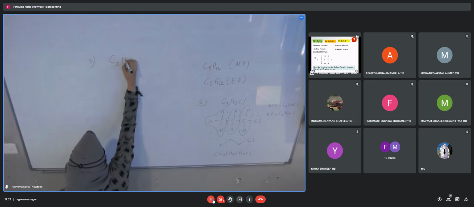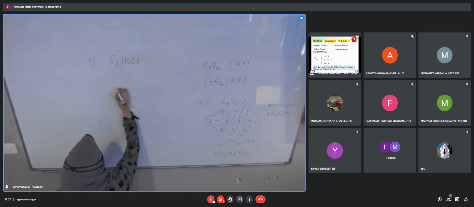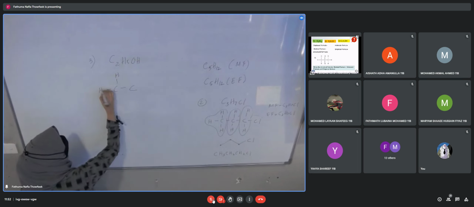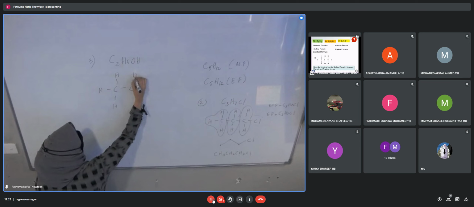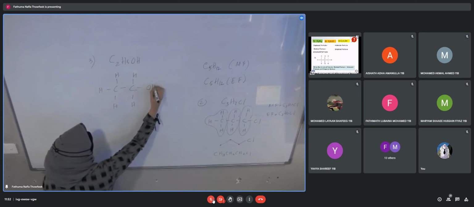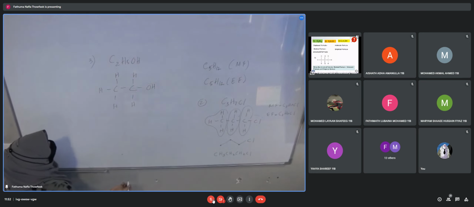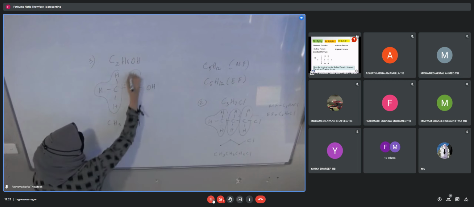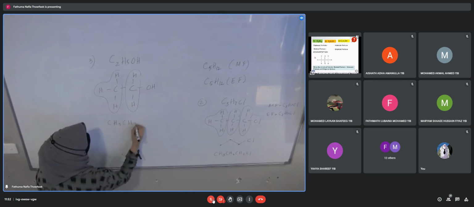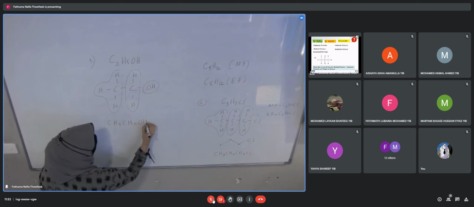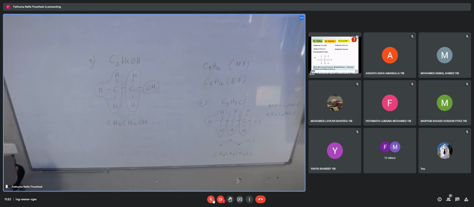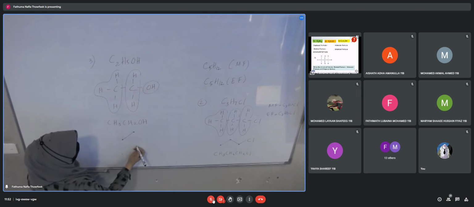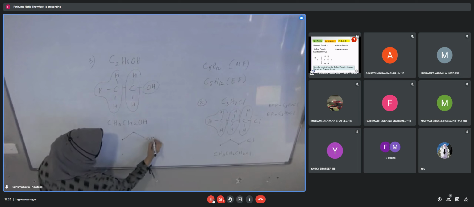C2H5OH. Displayed: 2 carbons, 5 hydrogens, 1, 2, 3, 4, 5, 1 OH group. Structural formula part by part, CH3, CH2, OH. Skeletal, only 2 carbons, 1, 2. OH is there, OH.